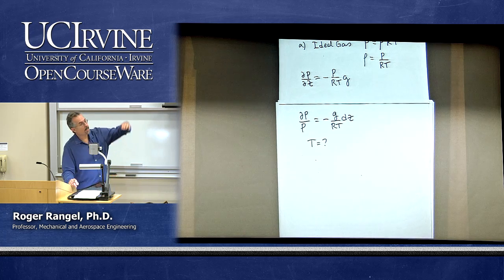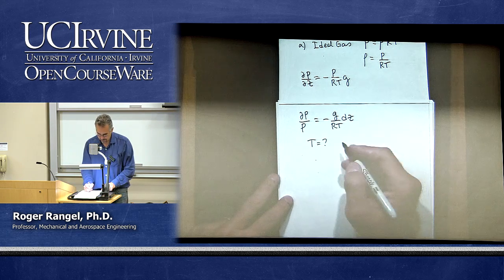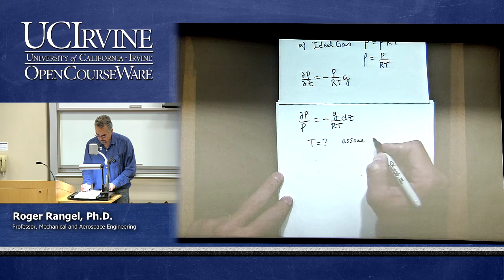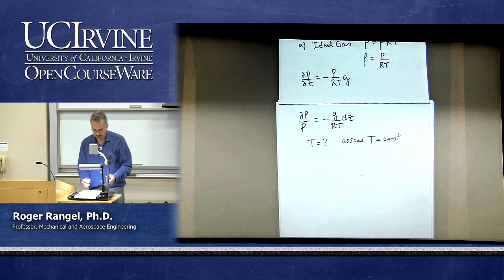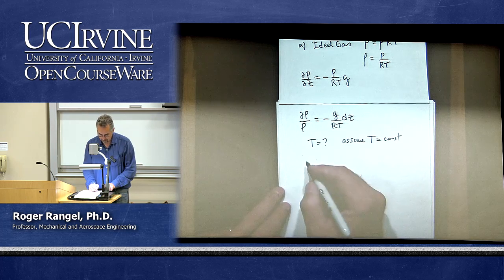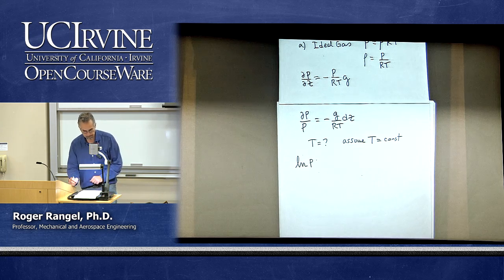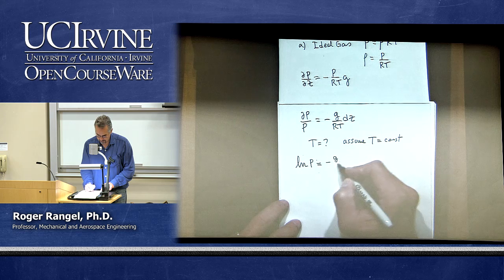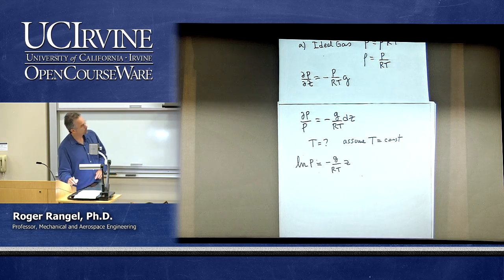The temperature could vary with height. If we're dealing with the atmosphere, most likely it will. But as a first approximation, we can say, what happens if it is constant? If T is equal to a constant, then the integration is again trivial. The left-hand side integrates to the natural log of P. And then the right-hand side, given that g and RT are all constants, just integrates to z.